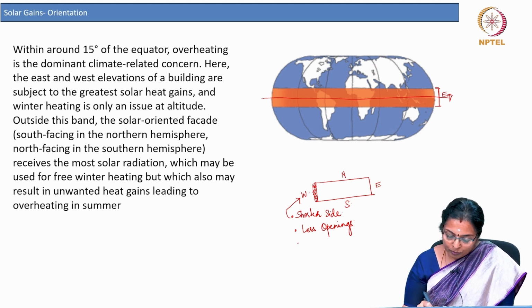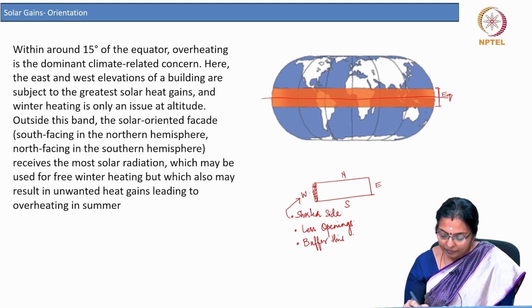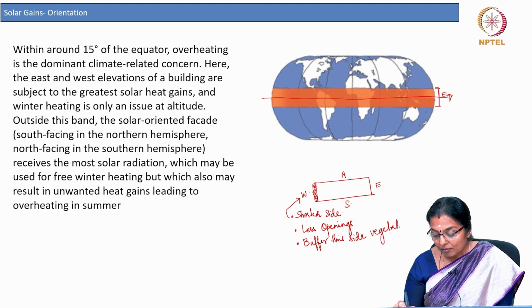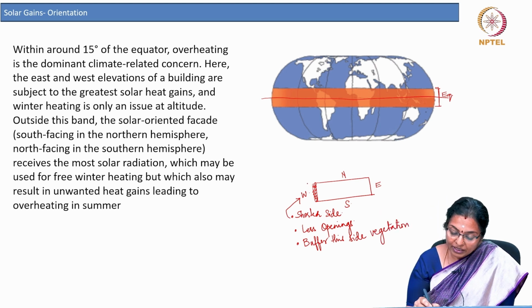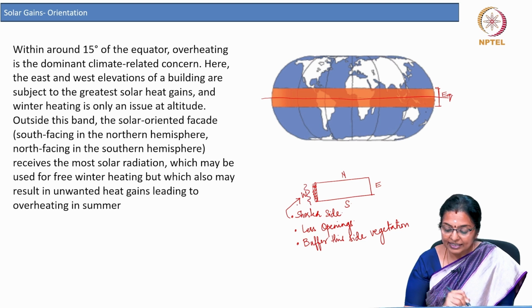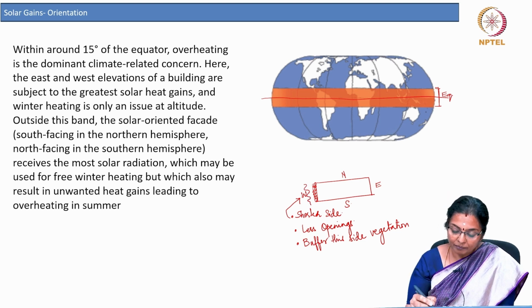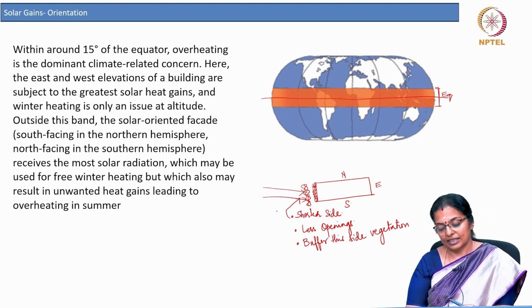Also, what you can do is you can buffer this side with adequate vegetation, so that it sort of creates a barrier. You can use that barrier to prevent the solar radiation from entering inside.